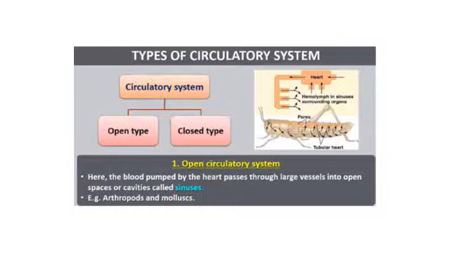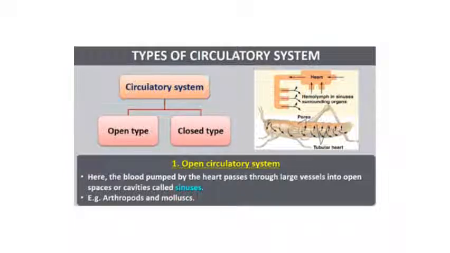An open circulatory system is where the blood is pumped by the heart and it passes through large vessels into open spaces or cavities called sinuses. We can see this circulation in arthropods or mollusks.